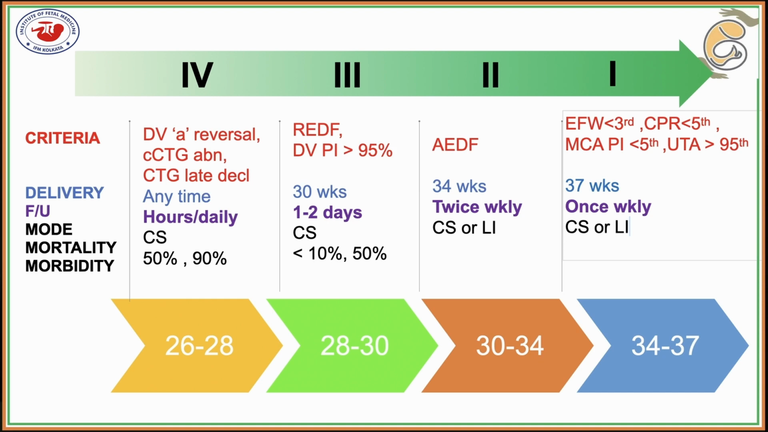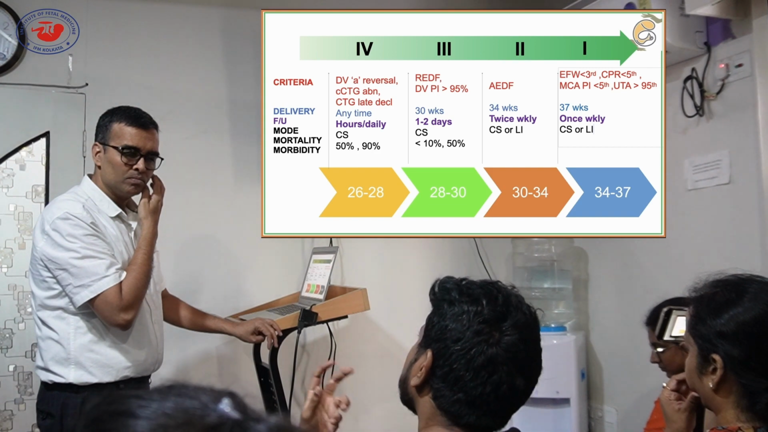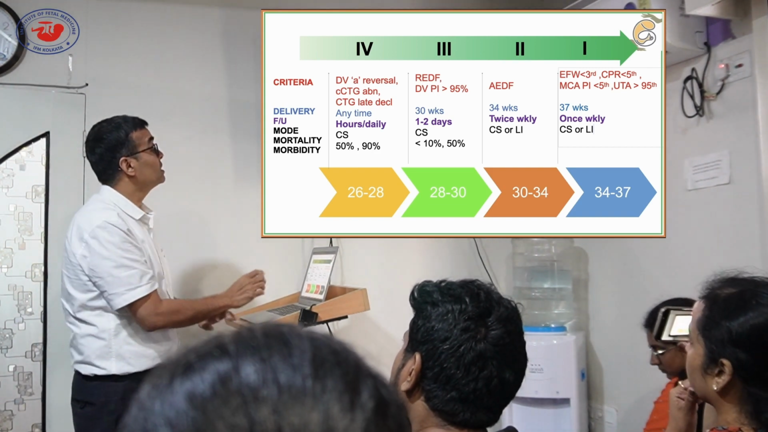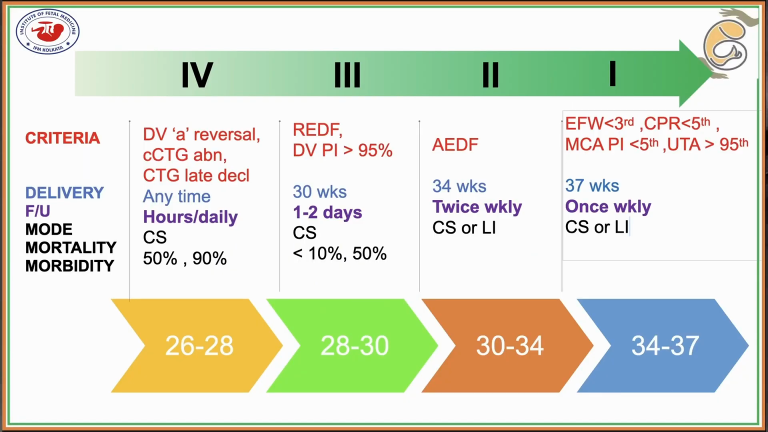The standalone criteria is valid after 30 weeks only, because before that the chance of cerebral redistribution is much earlier. After 30 weeks that may be one of the explanations. But after 30 weeks, what happens?